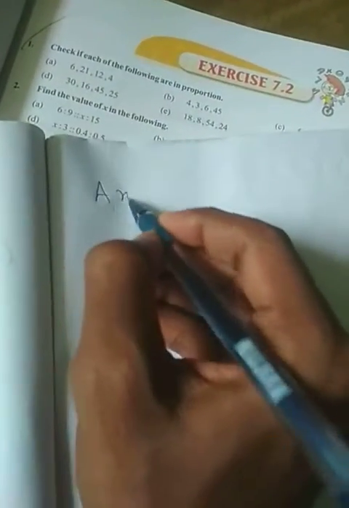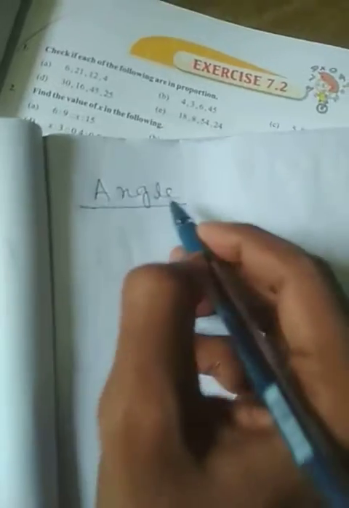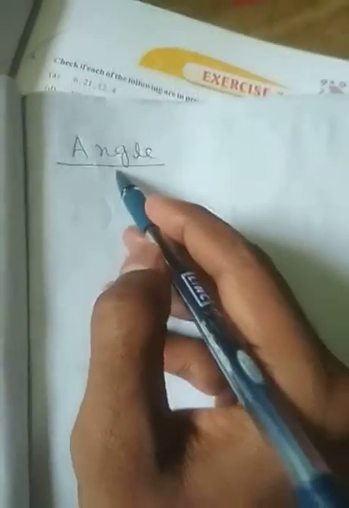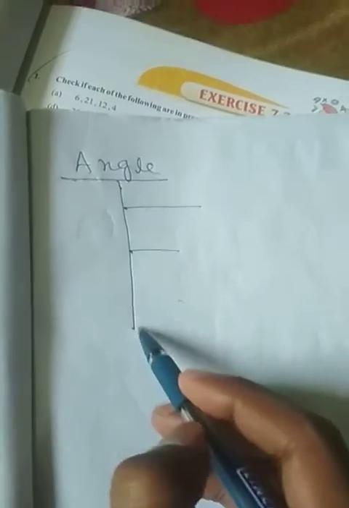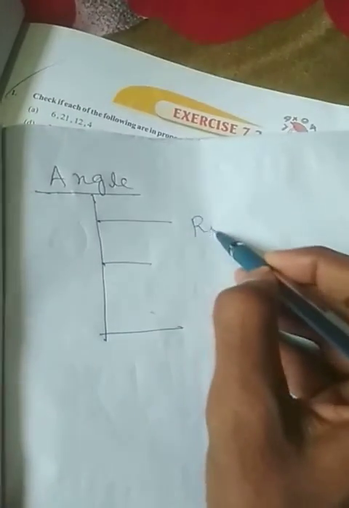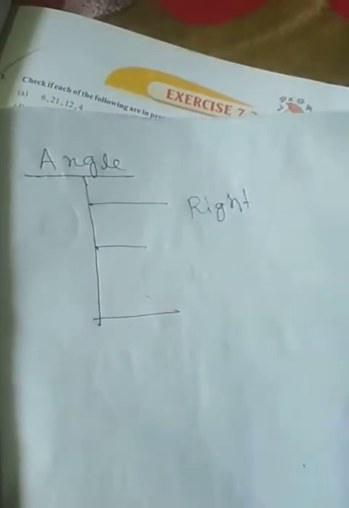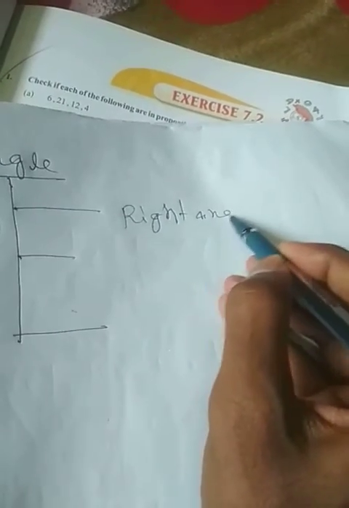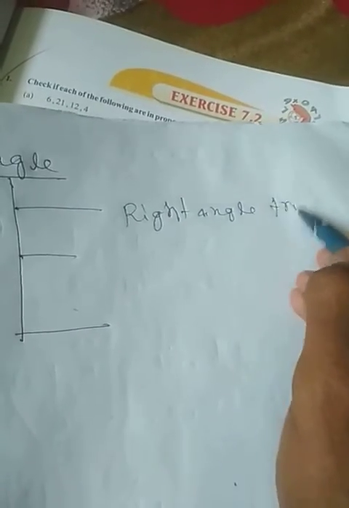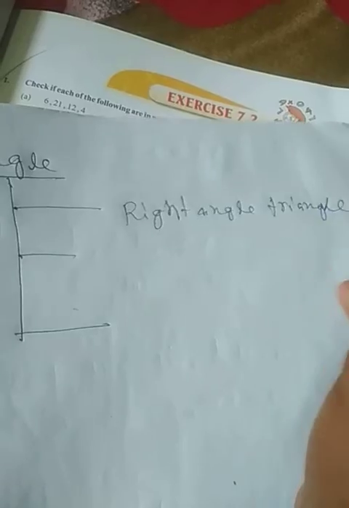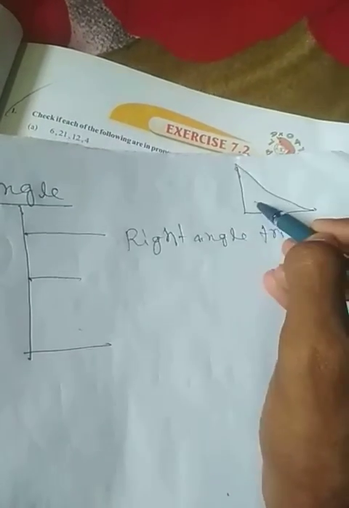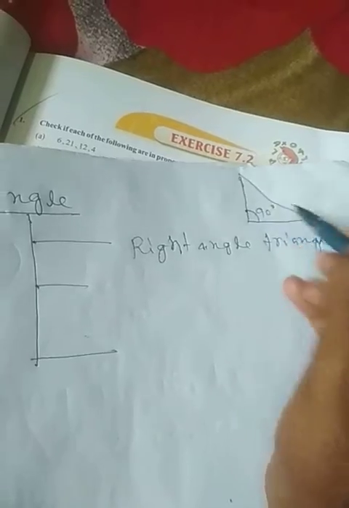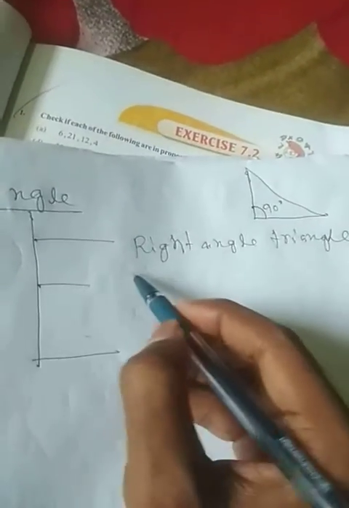Now according to angle, there are three types of triangle also. Right angle triangle. Right angle triangle means the triangle which has one angle equal to 90 degrees. Like this is a right angle triangle, as one angle is 90 degrees.